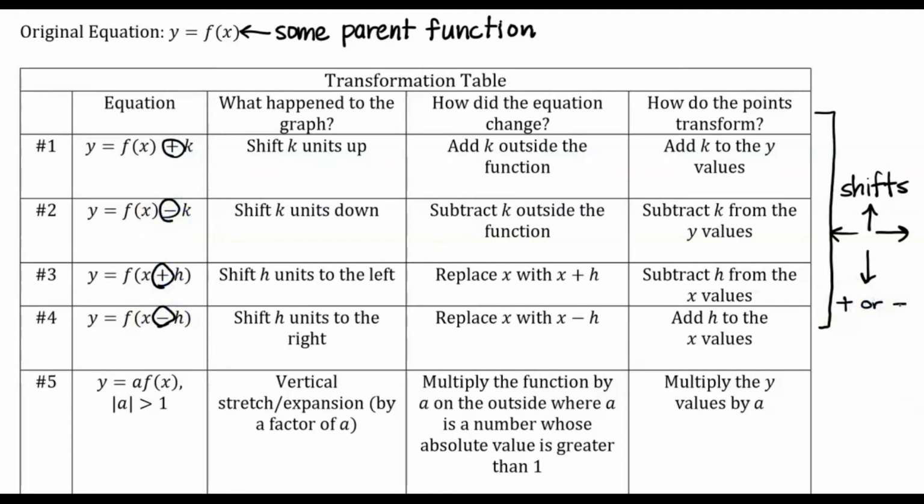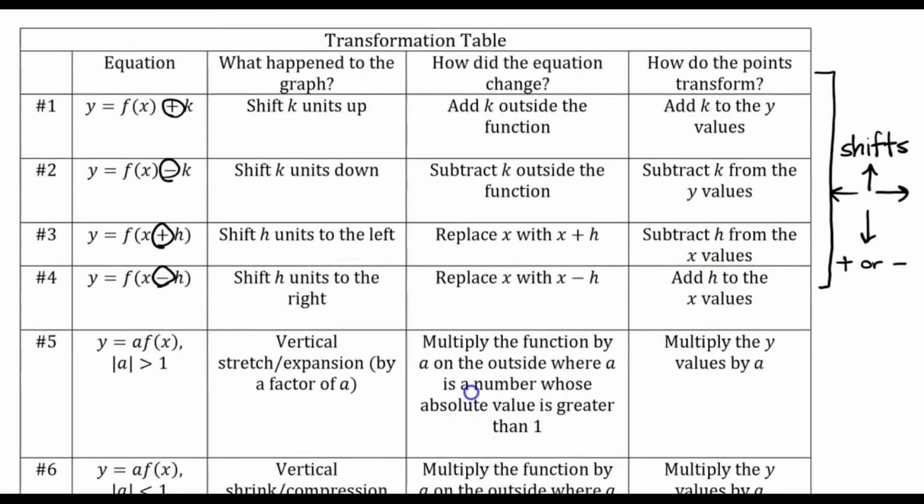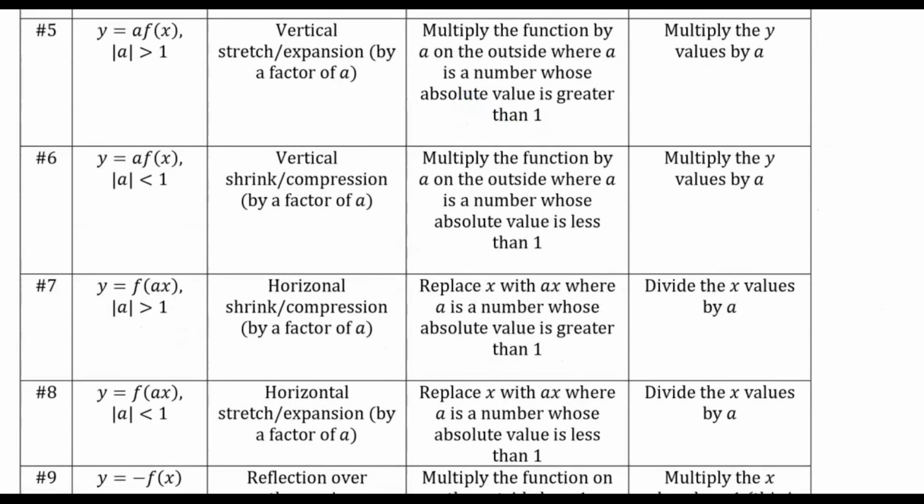So addition or subtraction is going to shift your graph in one of those 4 directions. The next 4 examples, examples 5 through 8, are no longer shifts. All of these are either going to be stretches or shrinks. And you could think of that as expansions or condensing, either one. Though you can use those words interchangeably, stretch with expand or shrink with condense.